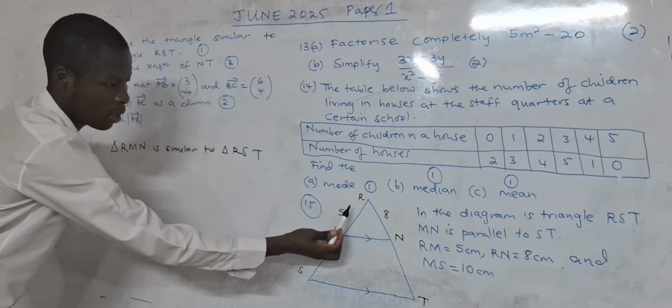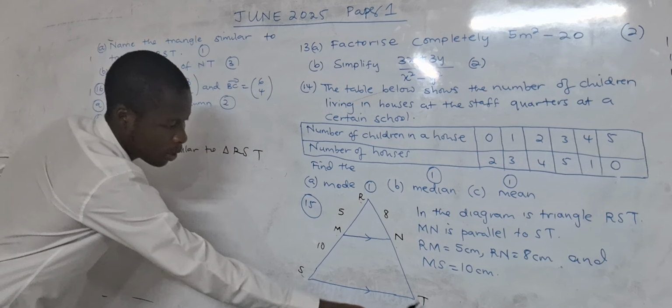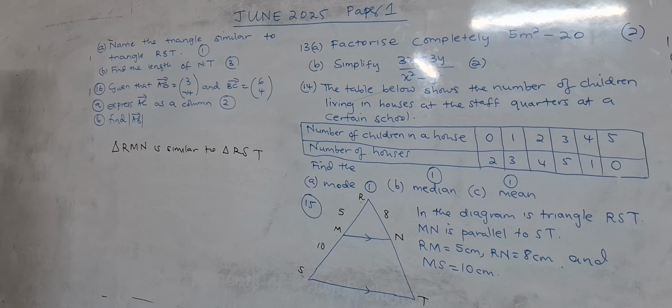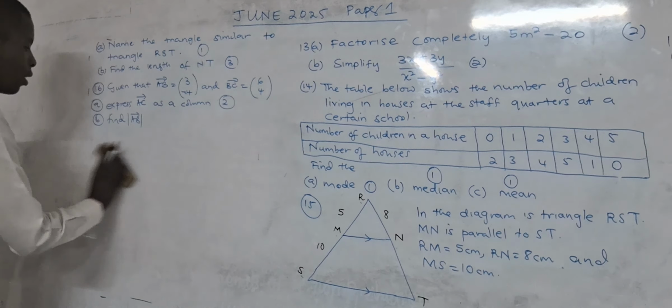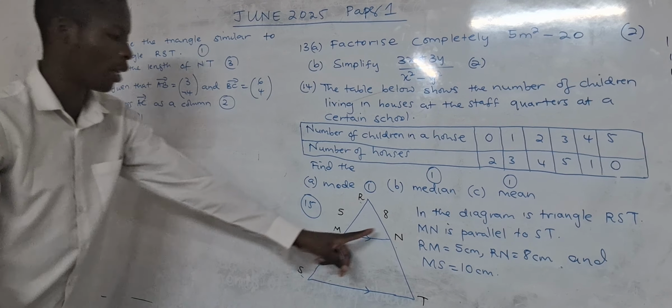Triangle RMN is similar to triangle RST. Okay, let's move on to B. Find the length of NT. How to find the length of NT?